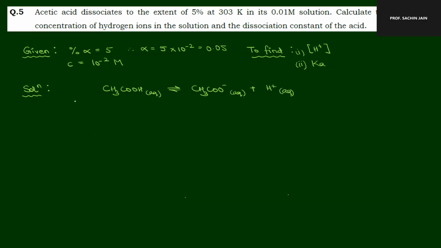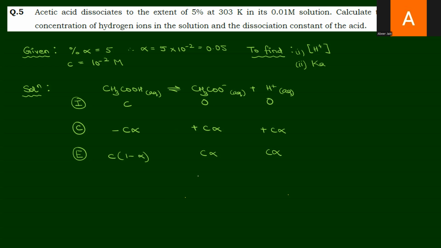Then for the ice table, you have to write the full form of ICE: initial, change and equilibrium. So how do we prepare this table? Use the general form. Initial: C, 0, 0. Change: minus C alpha, plus C alpha, plus C alpha. At equilibrium: C into 1 minus alpha, C alpha, C alpha. This is the standard ice table, right?